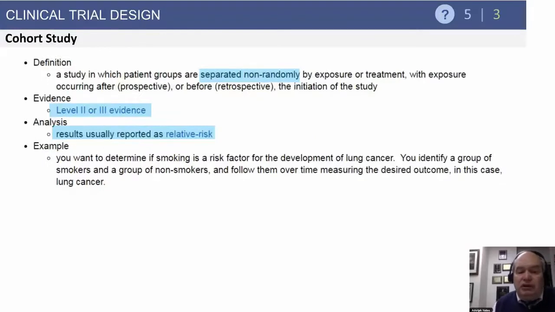A cohort study is a study where the patients are not separated randomly, and they are followed prospectively, if possible, or retrospectively. The prospective studies would be level 2 evidence, retrospective level 3, and when you look at these, the word to remember is that you're using a relative risk analysis.